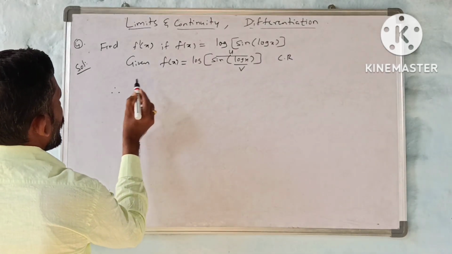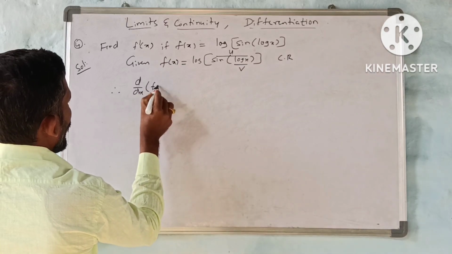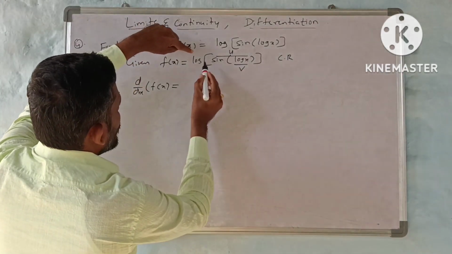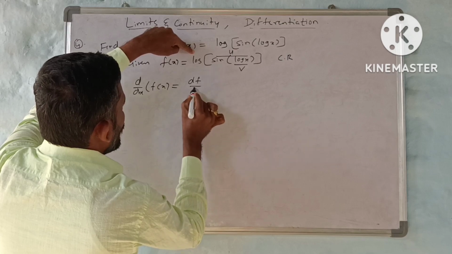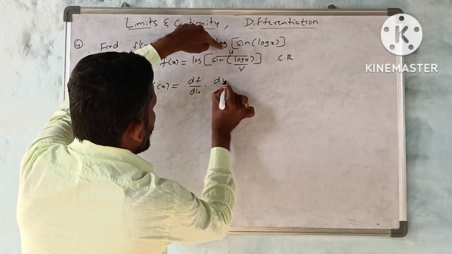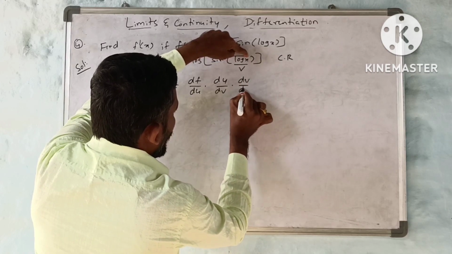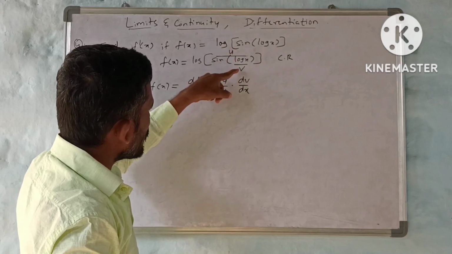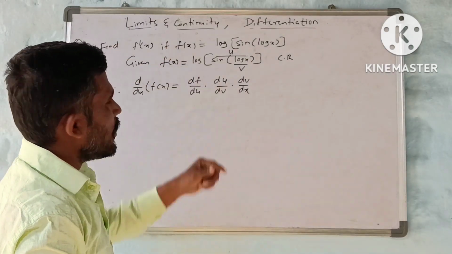So therefore what do you want here? d by dx of f of x. Since log is in terms of u, I am taking df by du. Okay, and u is a function of v, so du by dv, and v is a function of x, dv by dx. f is a function of u, u is a function of v, v is a function of x.